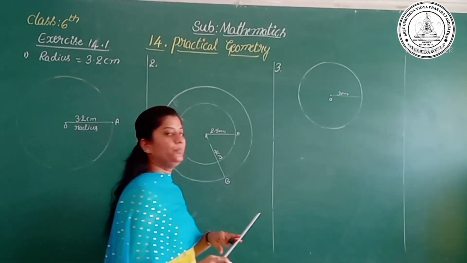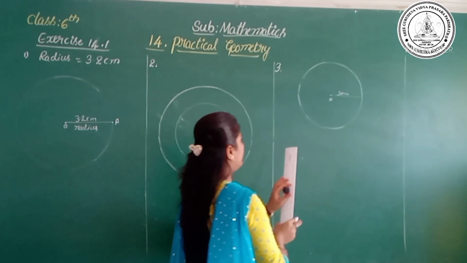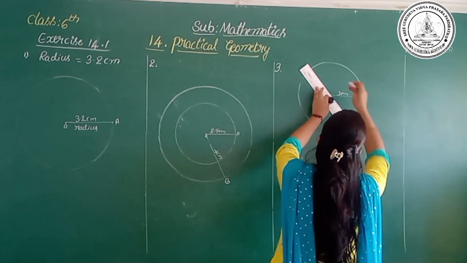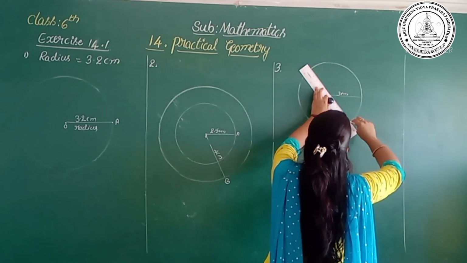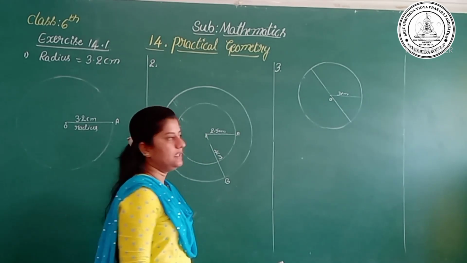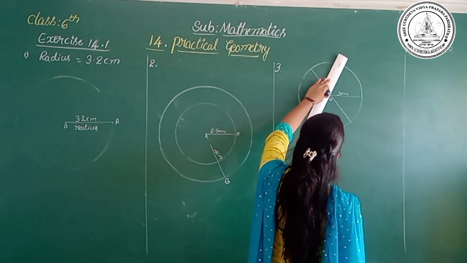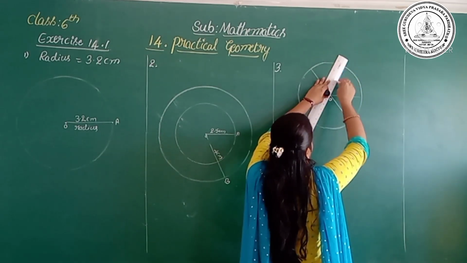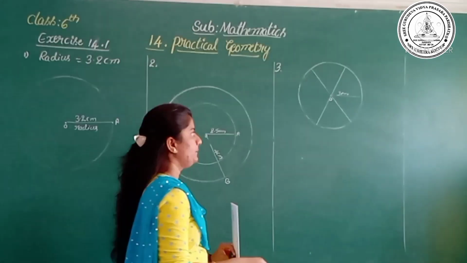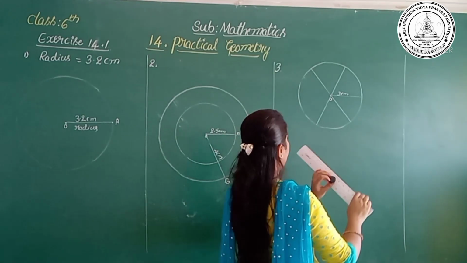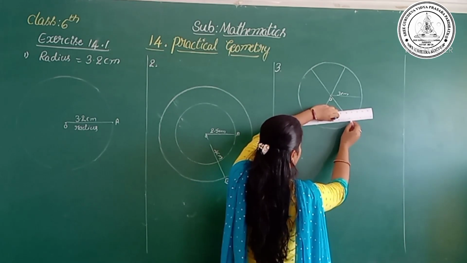So now we have to draw two diameters for this circle. Let's draw. First I will draw two diameters on this side. Diameter means, we know, the line segment which passes through the center of a circle. Then again I will draw here. In one circle we can draw many diameters. Okay, so now I will join the two edges of the diameters. So here there is an edge.